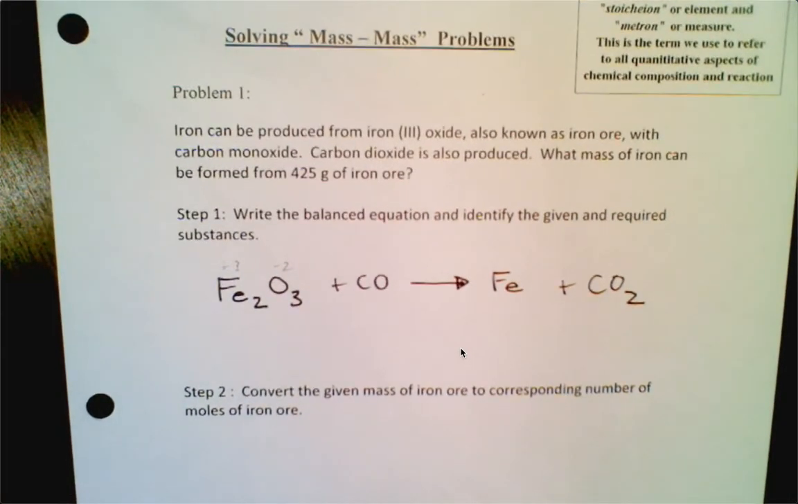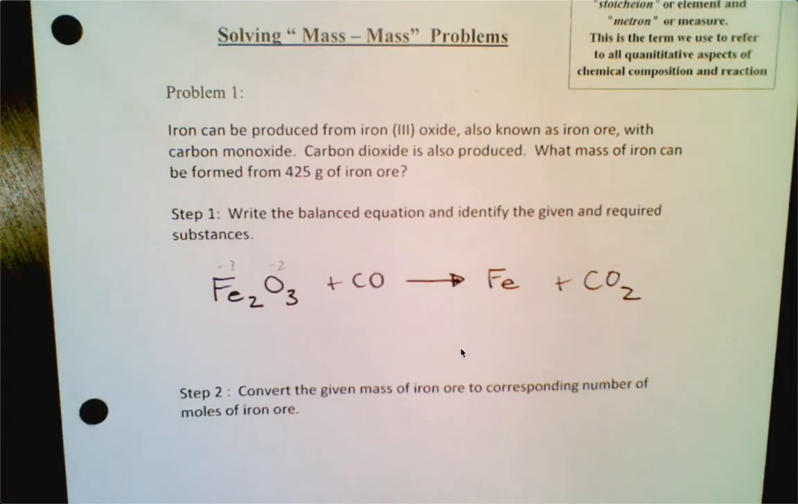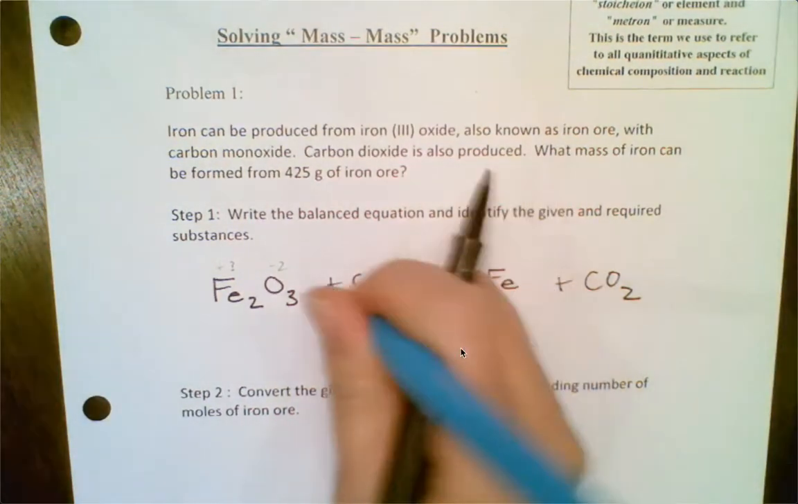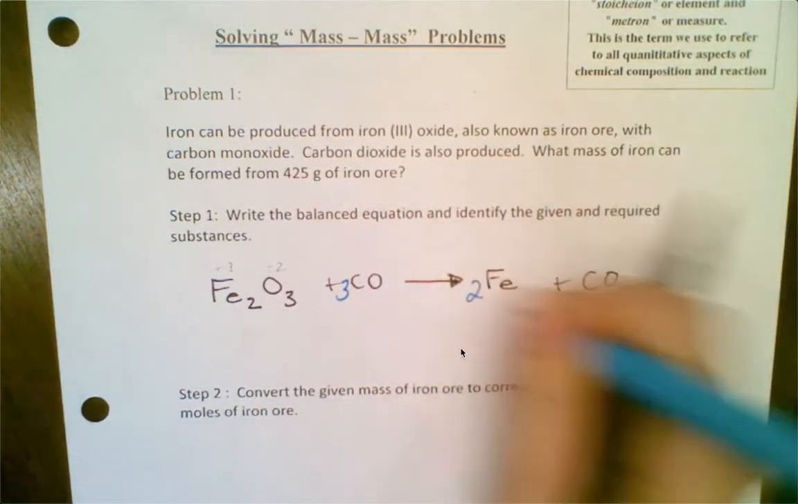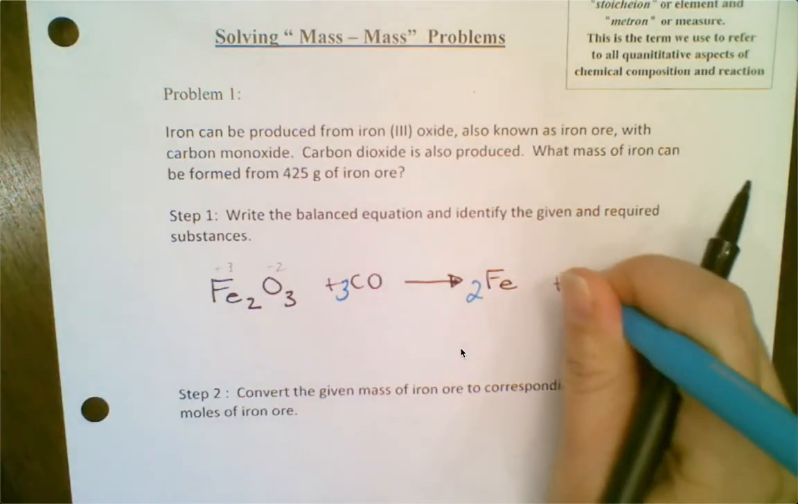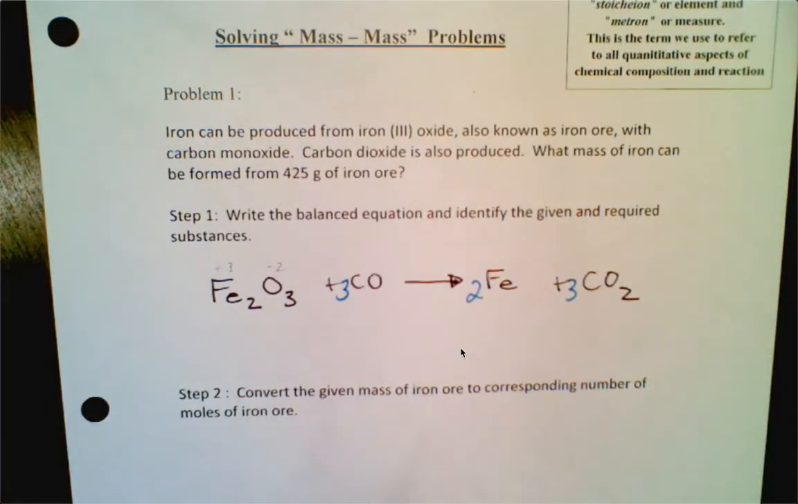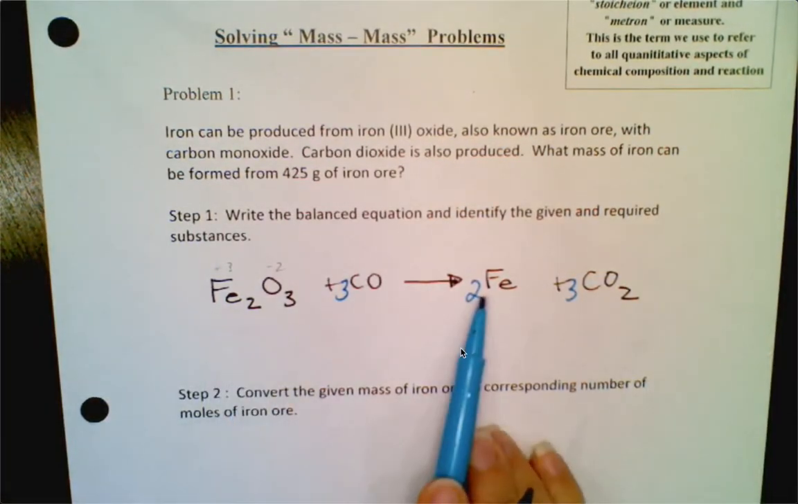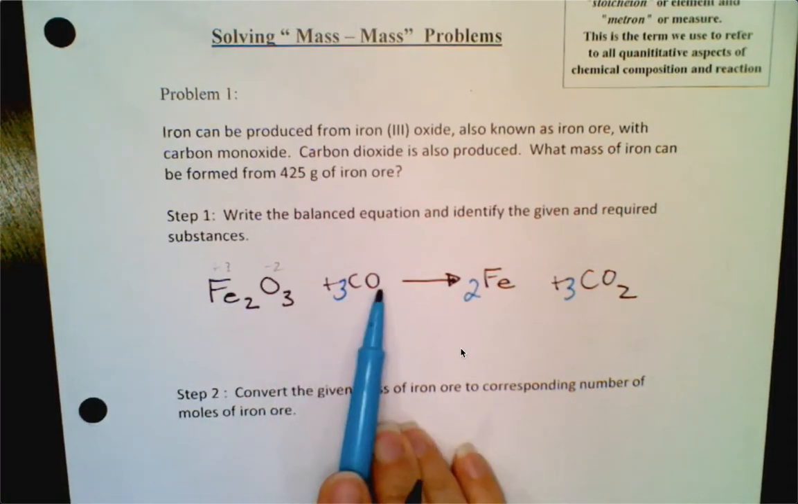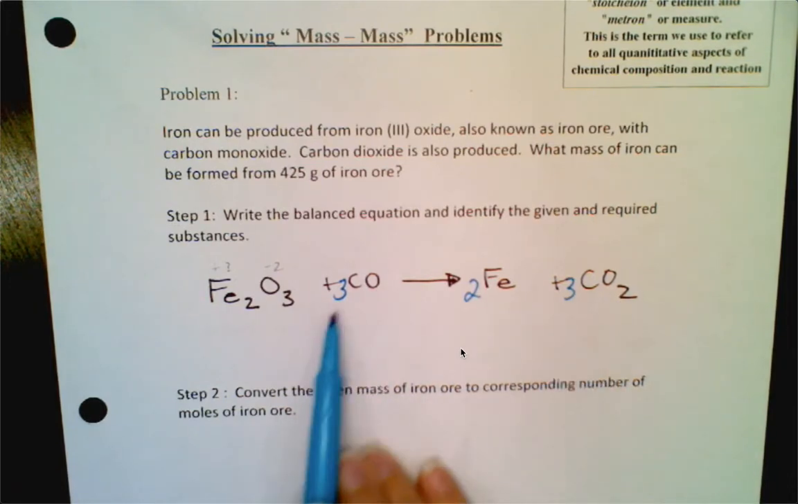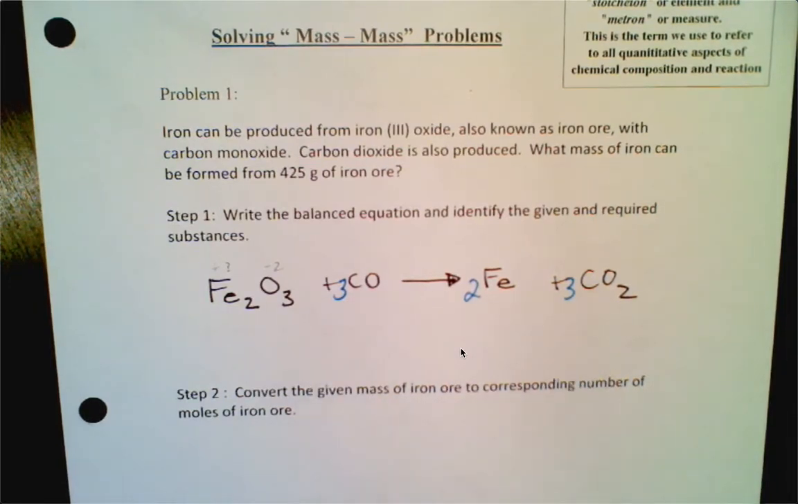The next thing that we want to do is make sure that this equation is balanced. So upon inspection, I'm going to need 3 carbon monoxides, I'm going to need 2 irons, and 3 carbon dioxides. If I take a look, 2 iron, 3 oxygens, and I've got 3 oxygens here, which gives me a total of 6 oxygens, 3 carbons, and we are good to go.